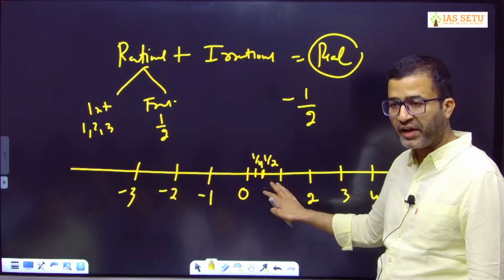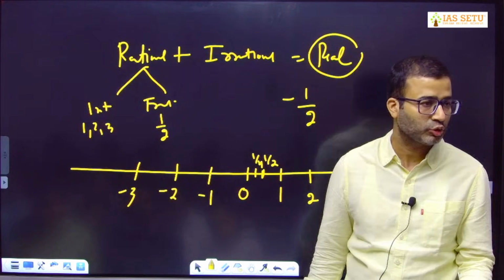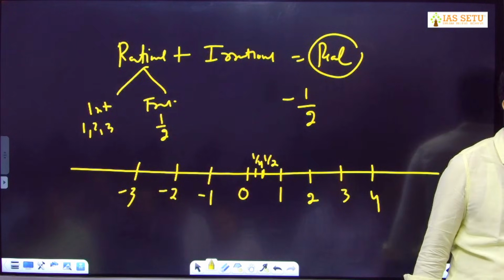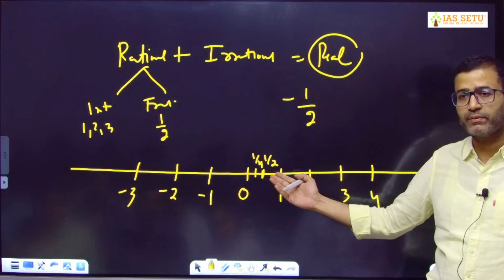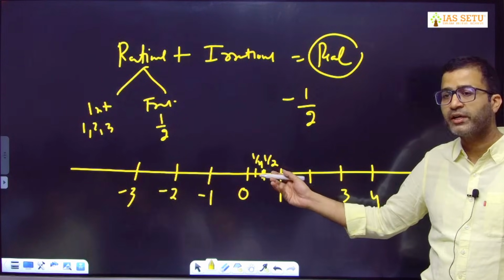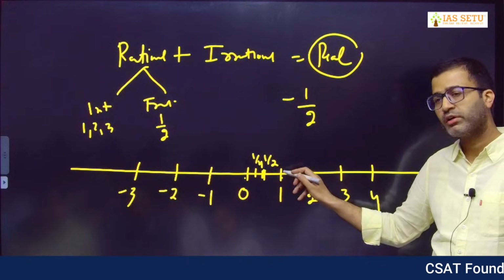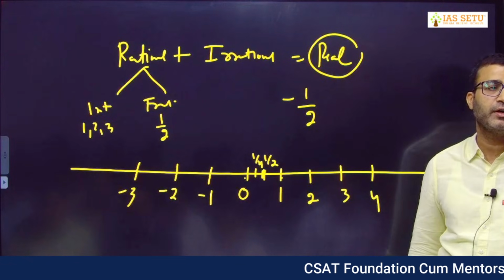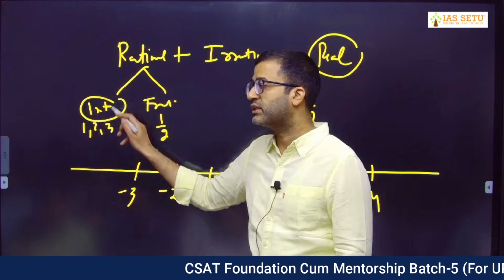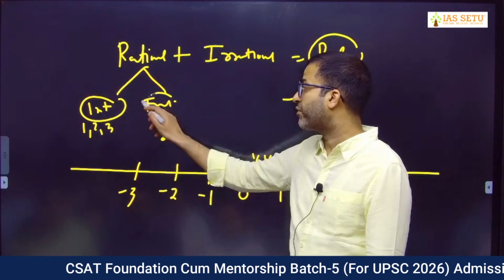Can we represent a fraction on the number line? It is very easy. There is no problem at all. A fraction can easily be represented on the number line. 1 by 2, 1 by 4. Half, right? 1 by 2 means half. What is half? Between 0 and 1, the middle value of 0 and 1 is half. So we can represent integers easily on the number line, and fractions on the number line.